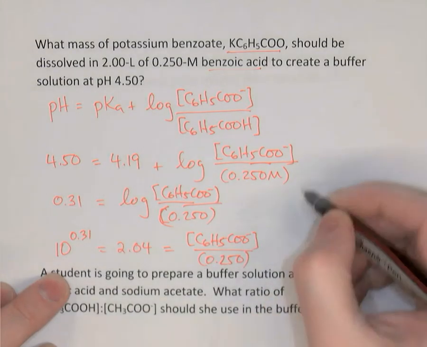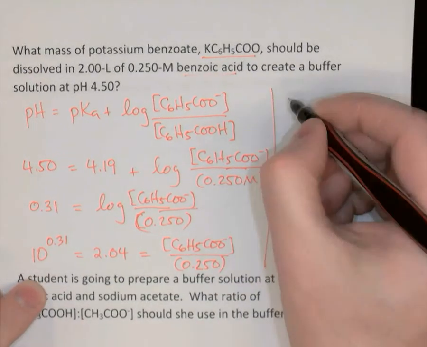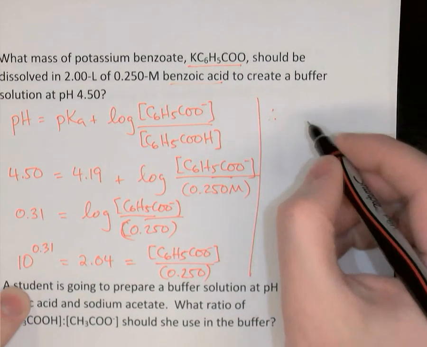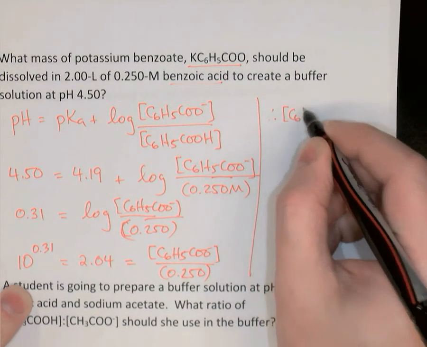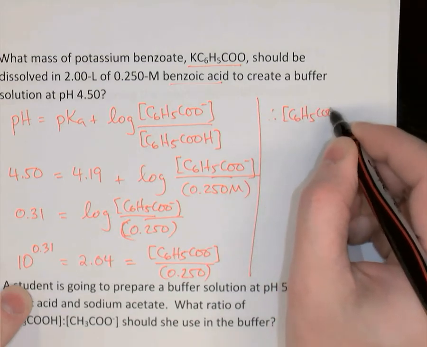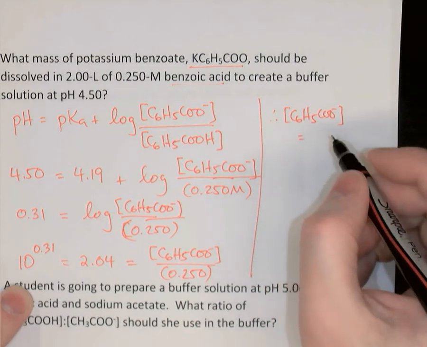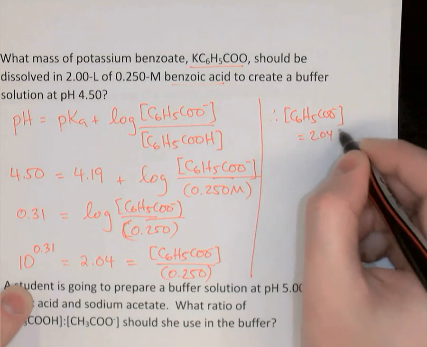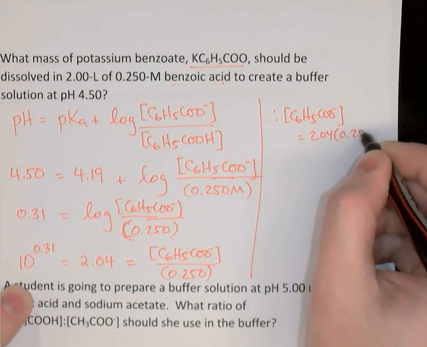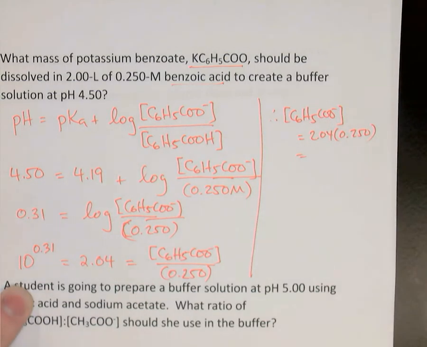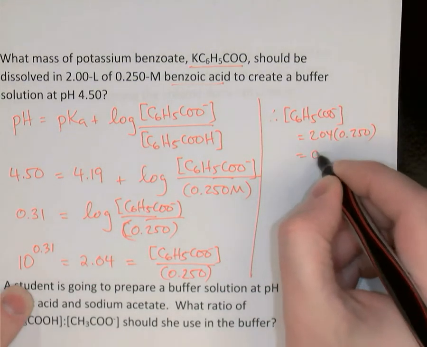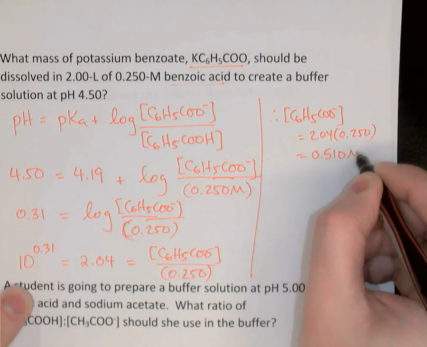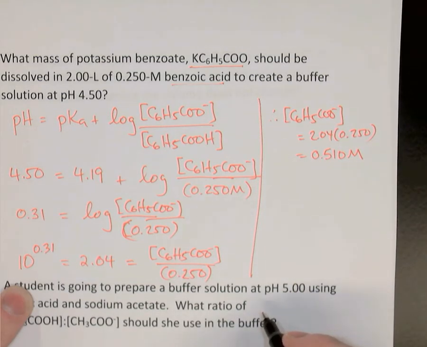So therefore, let's just draw a line down here, therefore the concentration of salt will be 2.04 times 0.25, 0.510 molarity. So now the question is, what mass of salt should we dissolve?